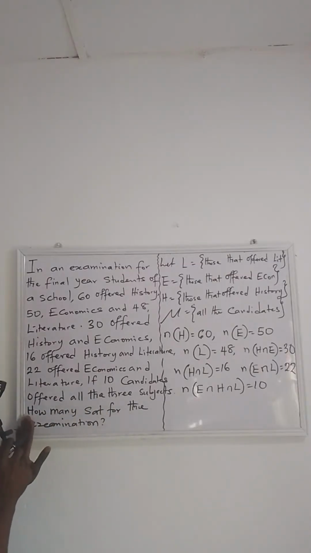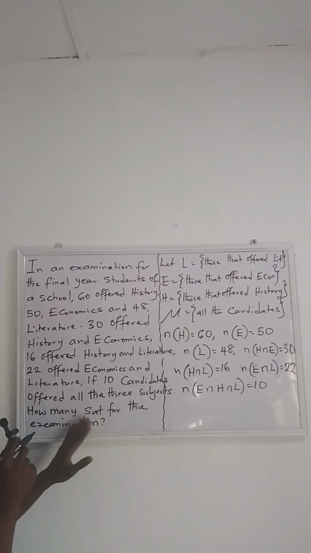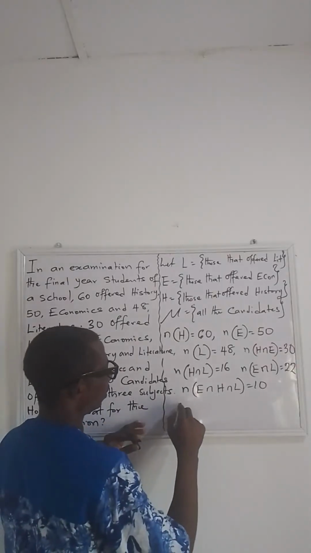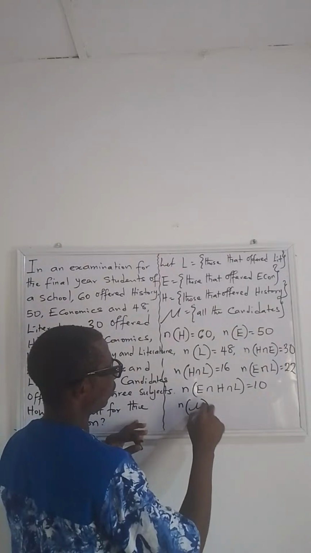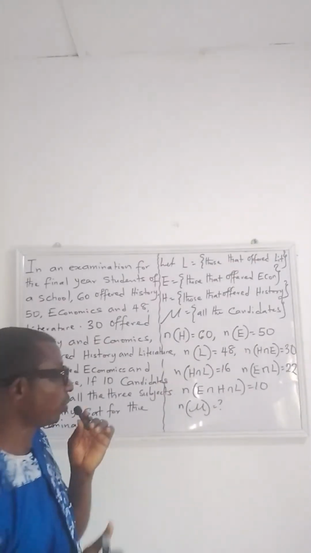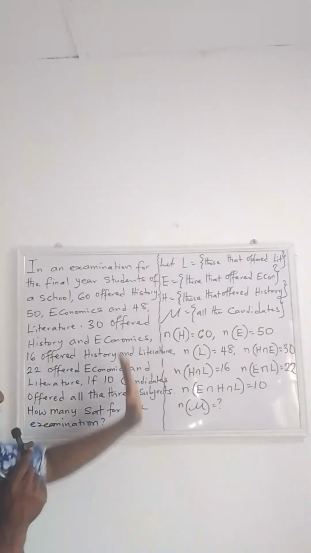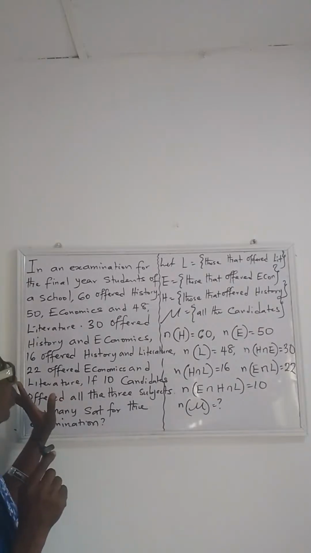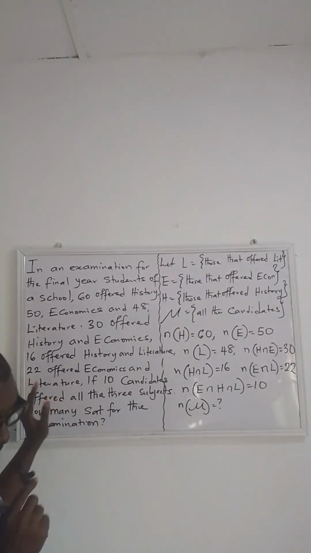Now the question is, how many SATs for the examination? So we want to get the number of the universal set. So this is what we want to get. Okay, I want to believe you already understand the idea of the question. All right, so we can now introduce our Venn diagram.